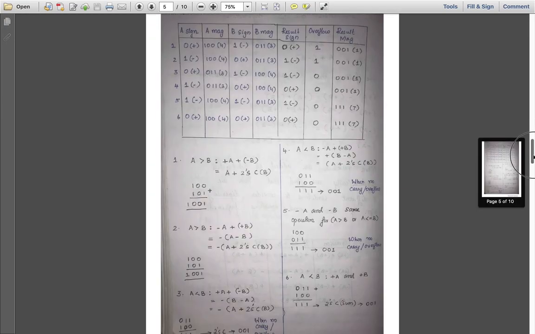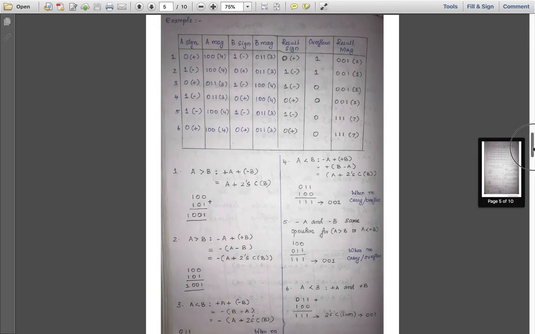Now for simplicity, I've explained the entire thing using an example. Remember that for your exam purpose, it is not necessary that you write this example and explain it.